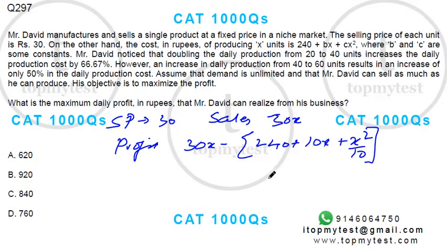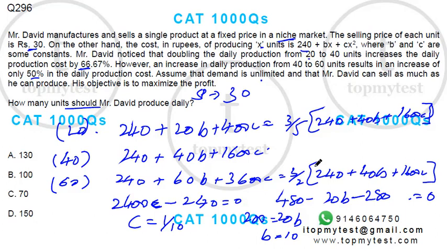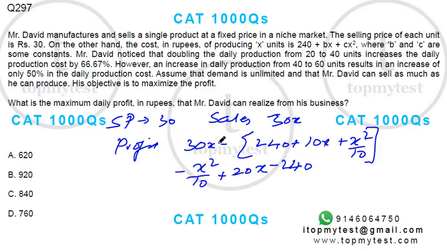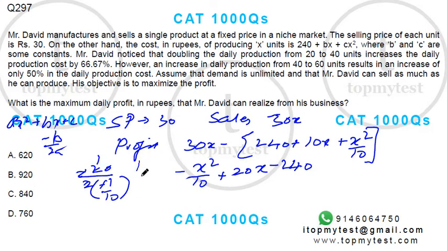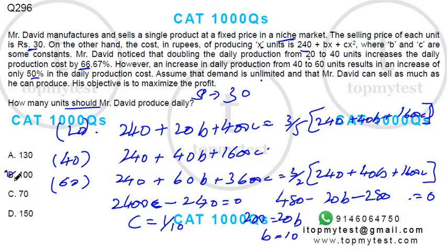If I rewrite this, you will get minus x square by 10 plus 20x minus 240. This will be your profit function. What are your questions? How many units should you produce, and what is the maximum daily profit? To maximize the profit, if your equation is ax square plus bx plus c, your maximum will happen at minus b by 2a, right? So it will happen at minus 20 by 2 into a, so 10 into 10, 100. So produce 100 items. Option B will be your correct choice.